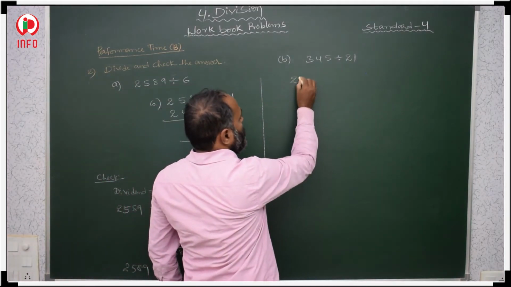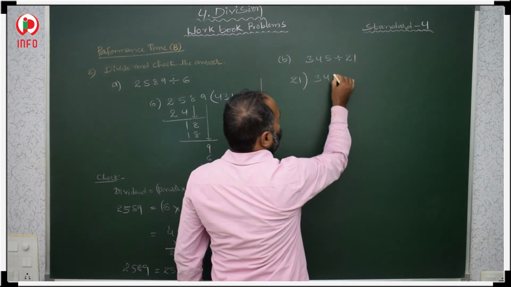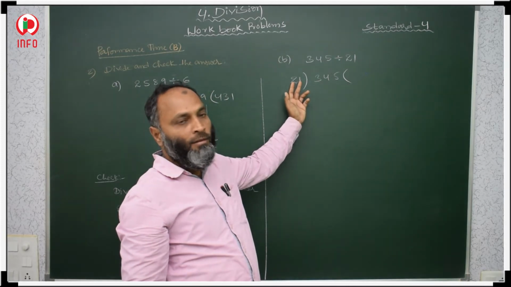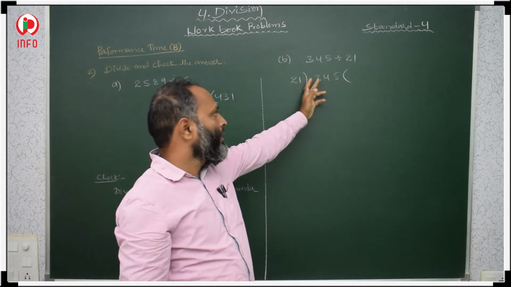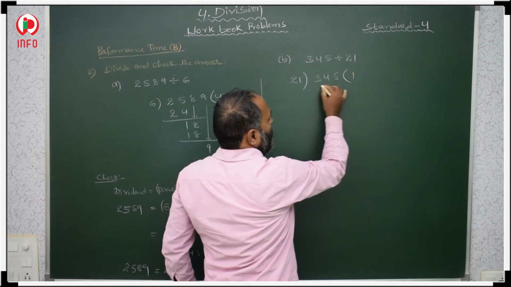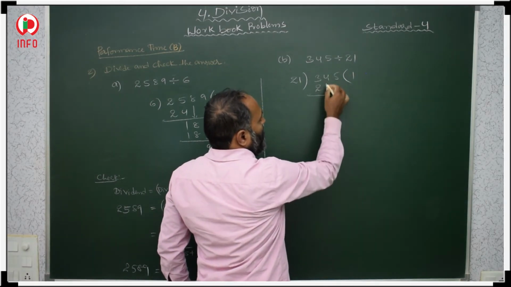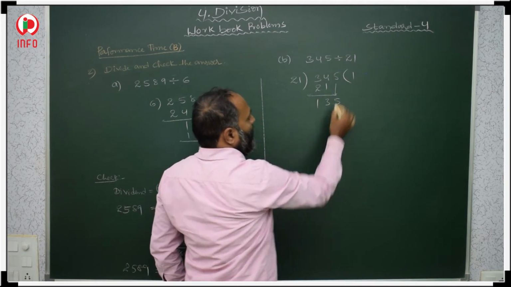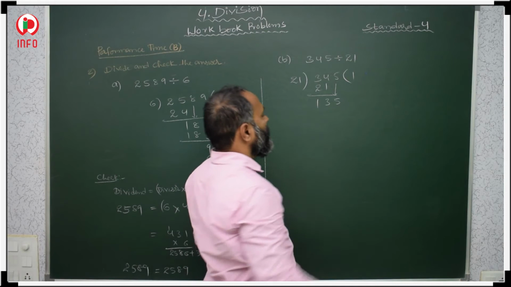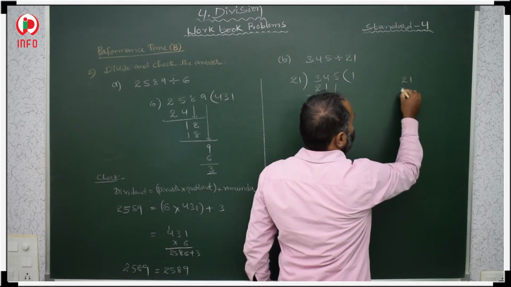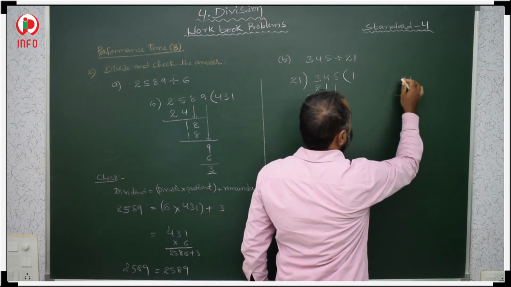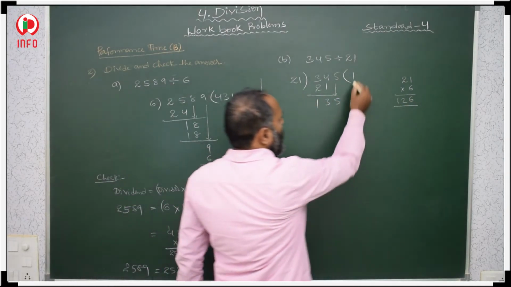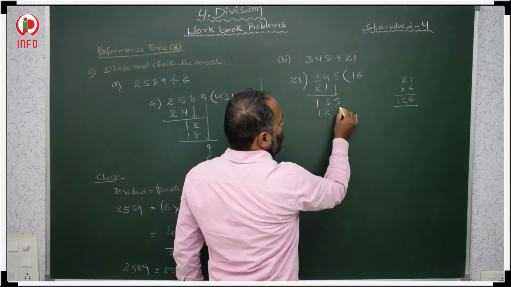Now 21 divides 345. 34 is greater than this 21. So no need to take next digit. 34. 21 ones are 21. 4 minus 1 is 3. 3 minus 2 is 1. Now we have to take 5. In the 21 table we have to check 21 6s. 6 1s are 6, 6 2s are 12. 21 6s are 126.